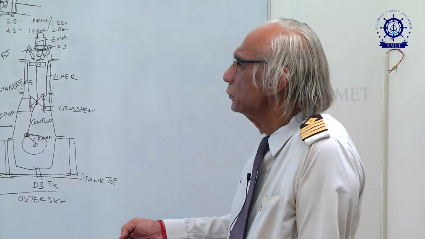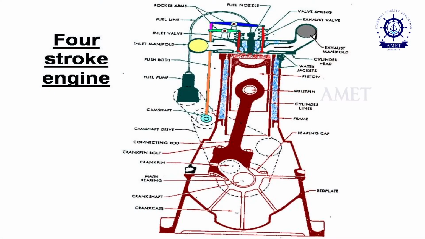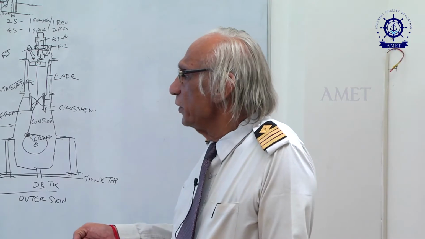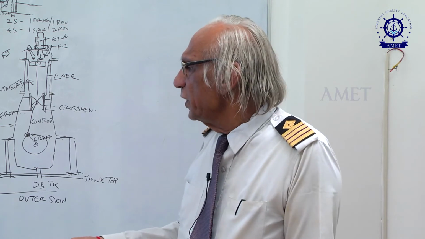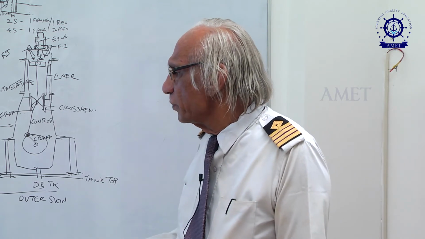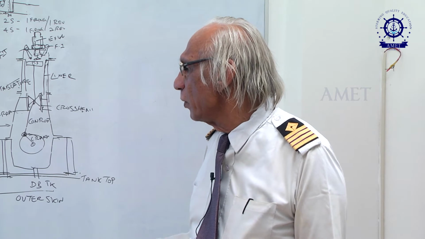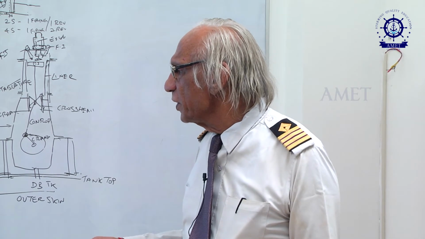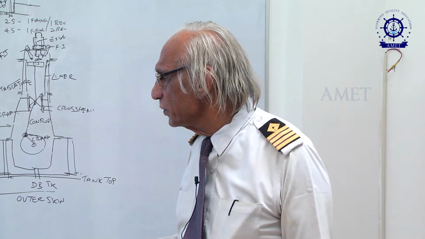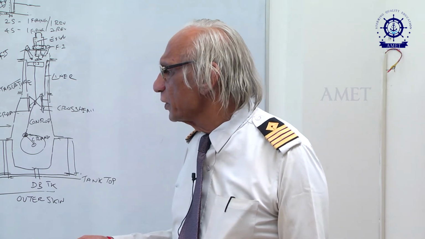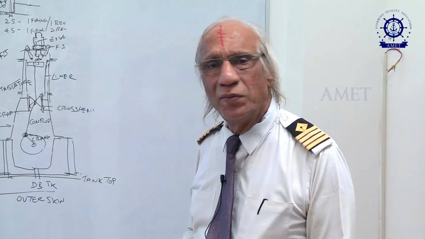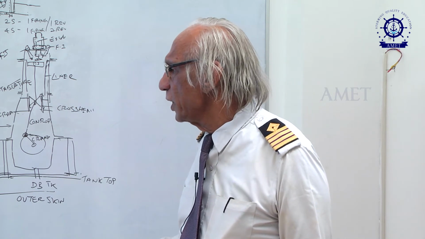Now, let us see the parts of the four-stroke engine. We start with the bed plate here. You can see here, this is the bed plate, and this bed plate is mounted onto the tank top, bolted onto the tank top. Now, here one essential difference is the bed plate has a particular shape like this, called a trestle type bed plate.